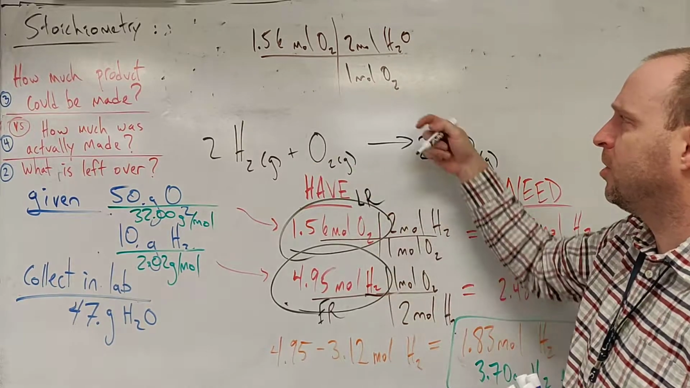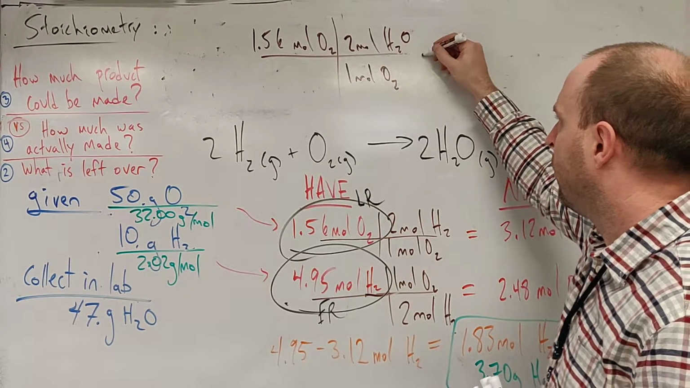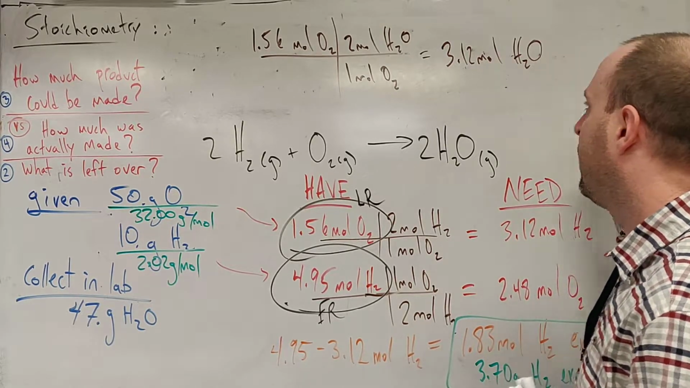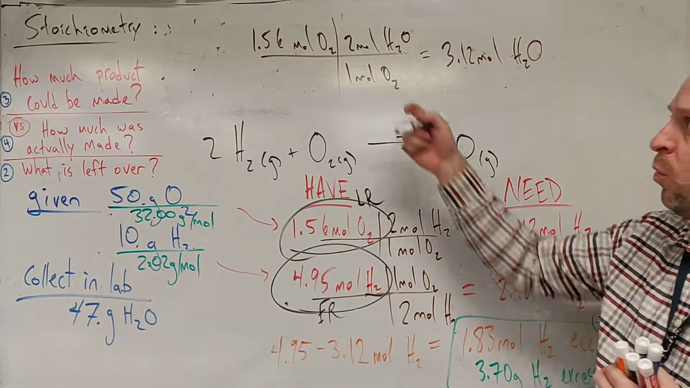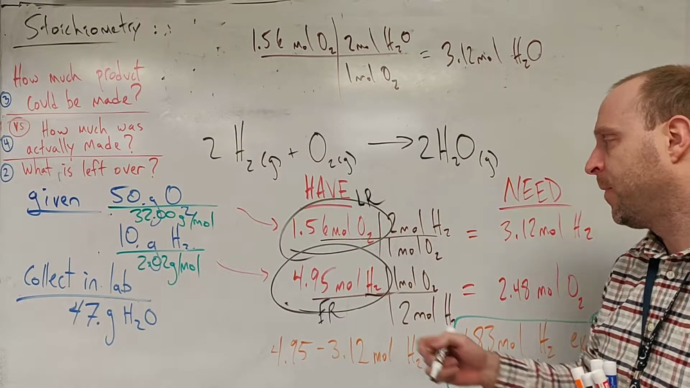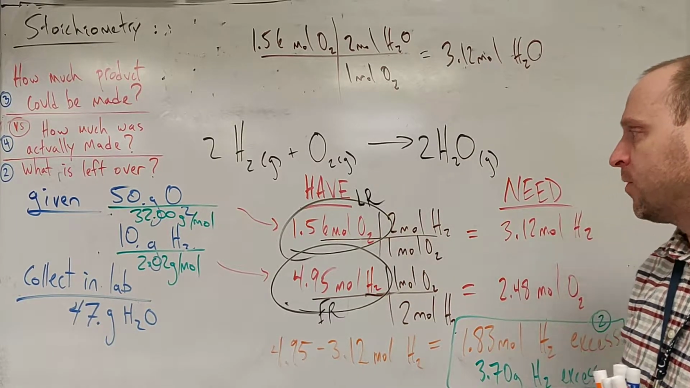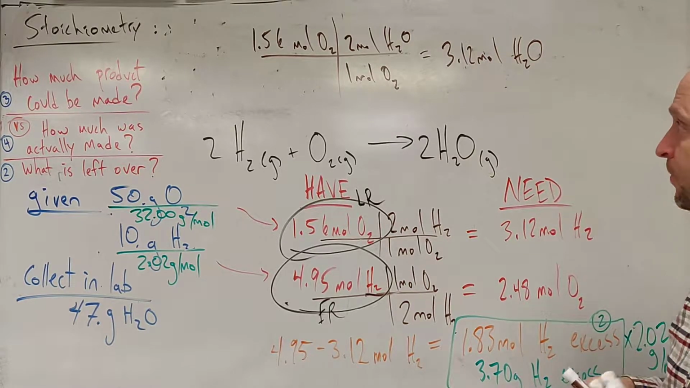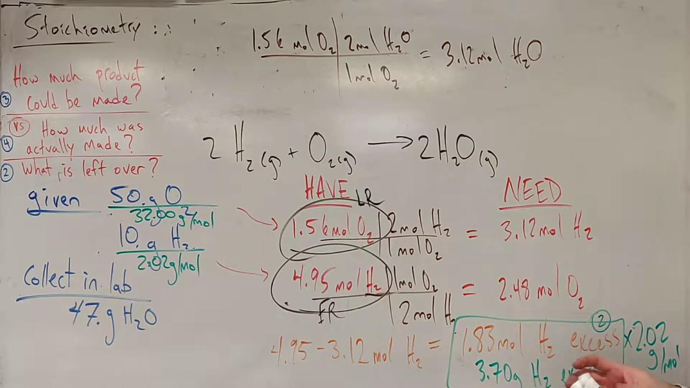It's a 1-to-2 ratio, and moles of oxygen cancel. We end up in this case with about 3.12 moles of water, all right? That's a theoretical yield. Given 1.56 moles of oxygen and 4.95 moles of hydrogen, we can make 3.12 moles of water, theoretically. All right. And again, if we have a mole number, it's not inconvenient to turn that into a mass number. Same way we did down here.